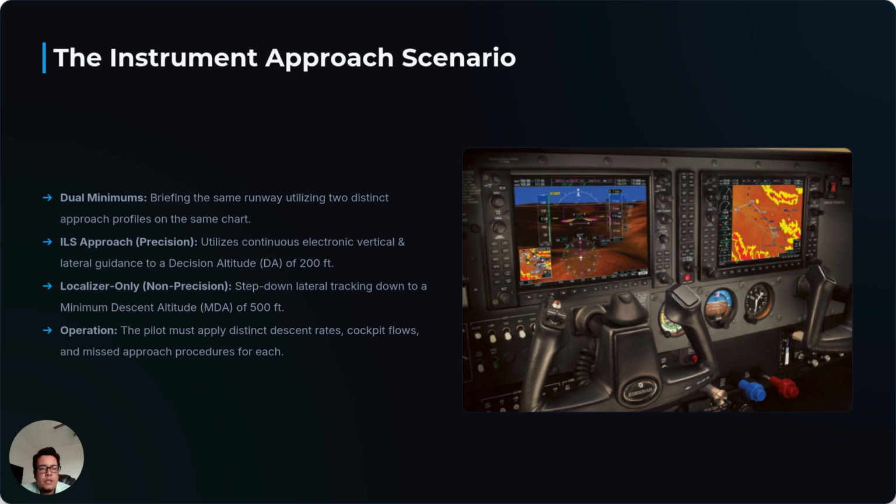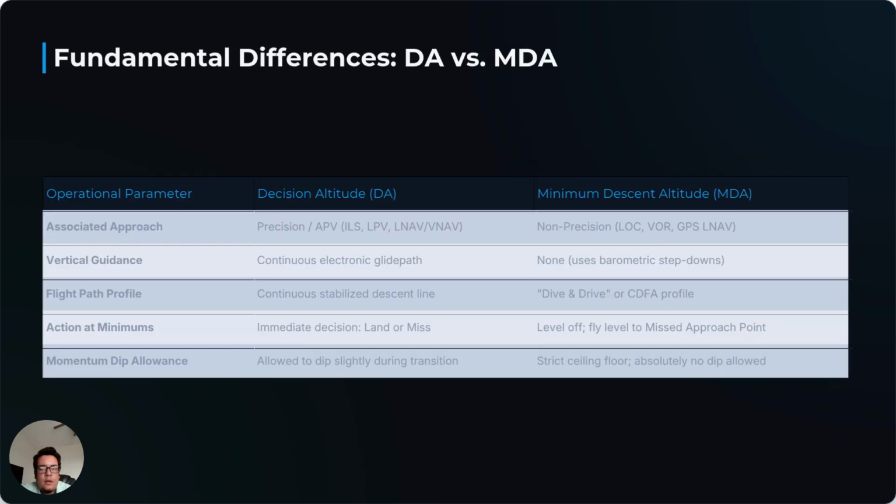For the flight instrument approach scenario, we're going to brief two approach profiles on the chart. An ILS, which is a precision approach, utilizes the vertical glide path, and the decision altitude is 200. The second one will be localizer only. Since we don't have the vertical guidance, it's going to be lateral tracking only, and the MDA will be 500 feet. We're going to make sure that we follow all the cockpit flow and that we have the missed approach procedure for each one.